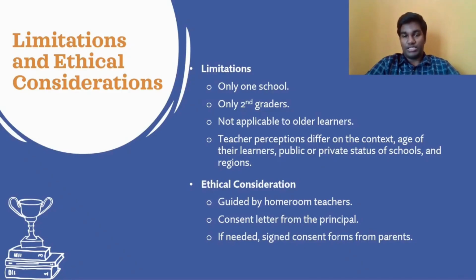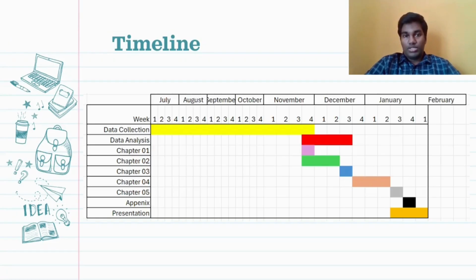So moving on to ethical considerations, I would always be guided and under observation by homeroom teachers. I will get a consent letter from the principal, and if needed, I can get signed consent forms from the parents. So this would be my timeline. As you can see, I have already started data collection since July, and starting from the 4th week of November, I will be starting my dissertation writing, and hopefully I can finish everything by the first week of February.